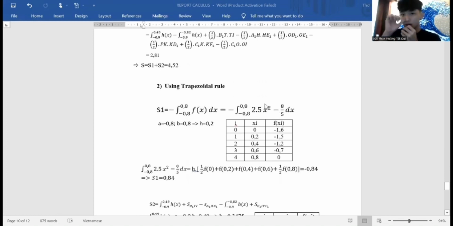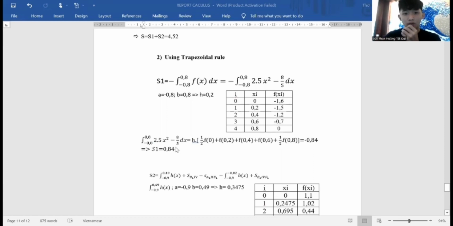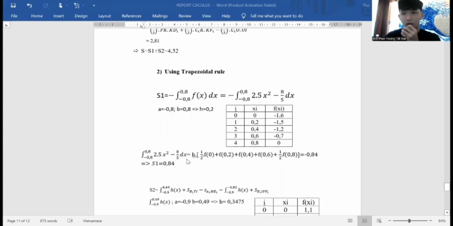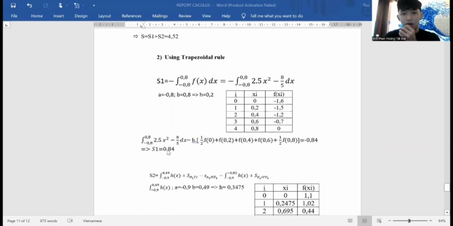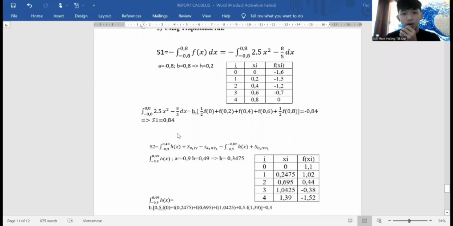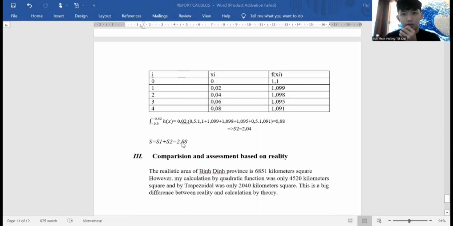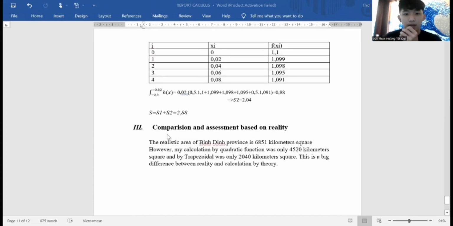And when I use the trapezoid rule, I have another result. S1 will equal 0.84 and S2 will equal 2.04, and the overall area was 2.88.